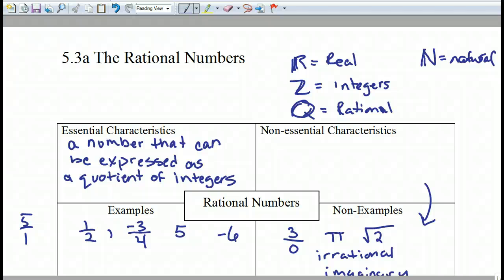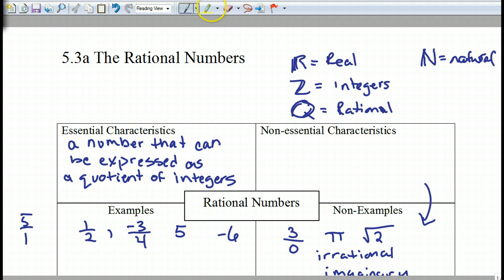Right, ladies and gentlemen, we're starting to talk about section 5.3, and the big thing today is rational numbers, which means we're talking mostly about fractions, okay? So what I want you to write down right now is the definition of a rational number, which is a number that can be expressed as a quotient of integers, okay? Some examples of that are 1 over 2, negative 3/4, 5, and negative 6.